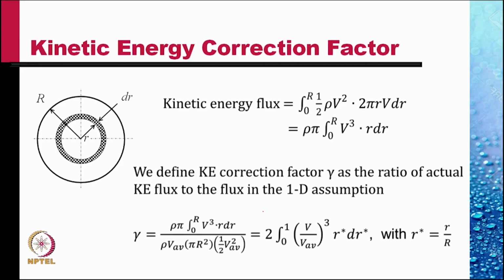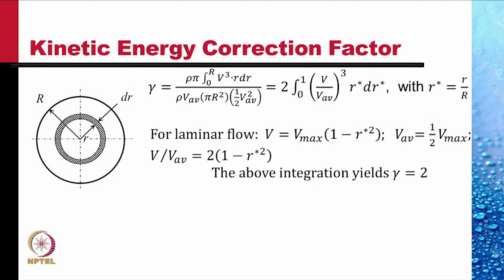Now, we can go the laminar or the turbulent route. For the laminar flow, V is equal to V max into 1 minus r star square. V average is 1/2 V max, and V divided by V average is twice into 1 minus r star square. The above integration yields gamma, the kinetic energy correction factor, as 2.